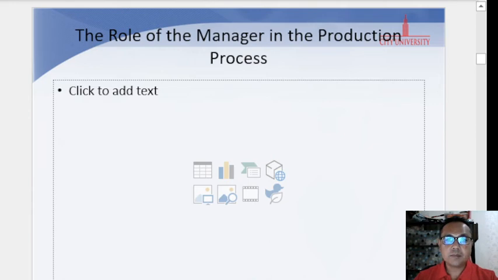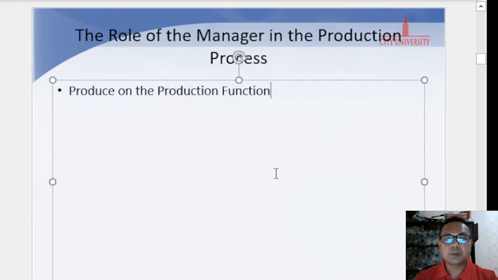Okay, the first one, the production. As a manager, we must make sure we produce on the production function. Don't let your input have an impact until your production output becomes negative. The first managerial role is relatively simple to explain, but it is one of the most difficult for a manager to perform. The production function describes the maximum possible output that can be produced with a given input.